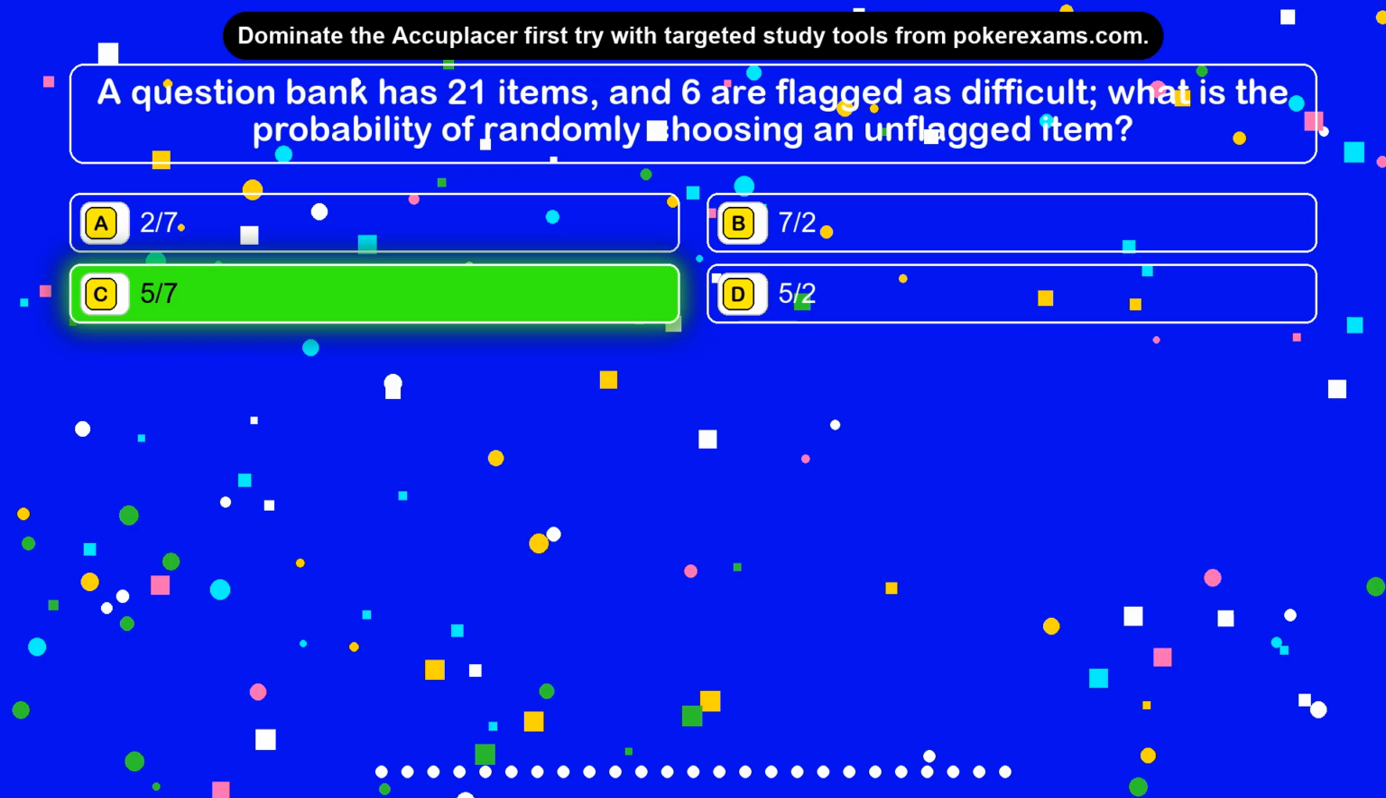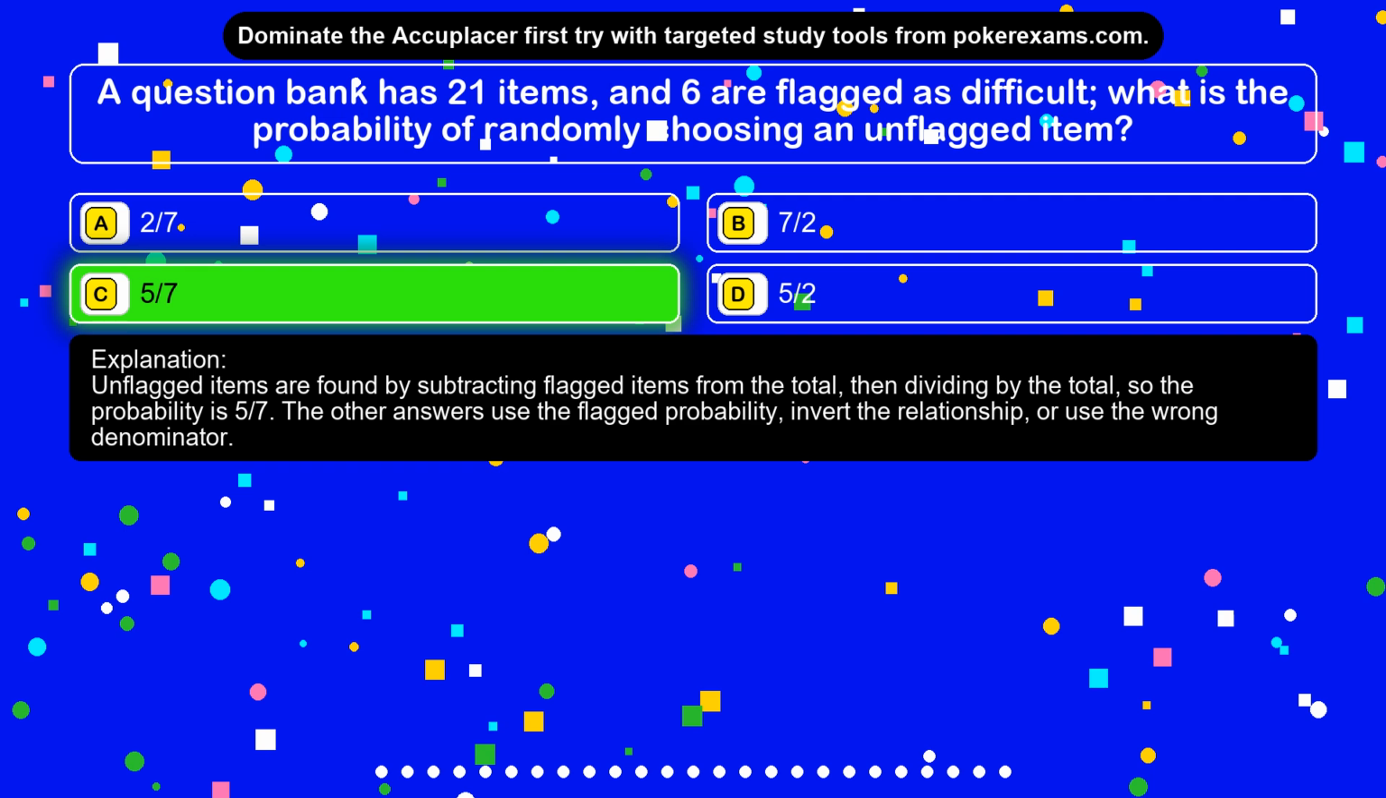The correct answer is option C, 5/7. Unflagged items are found by subtracting flagged items from the total, then dividing by the total, so the probability is 5/7. The other answers use the flagged probability, invert the relationship, or use the wrong denominator.